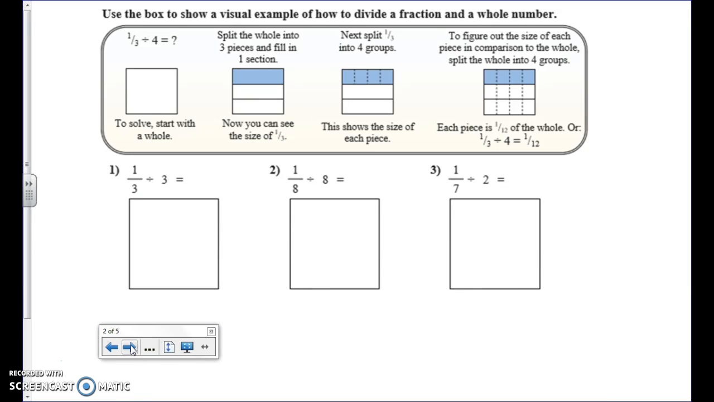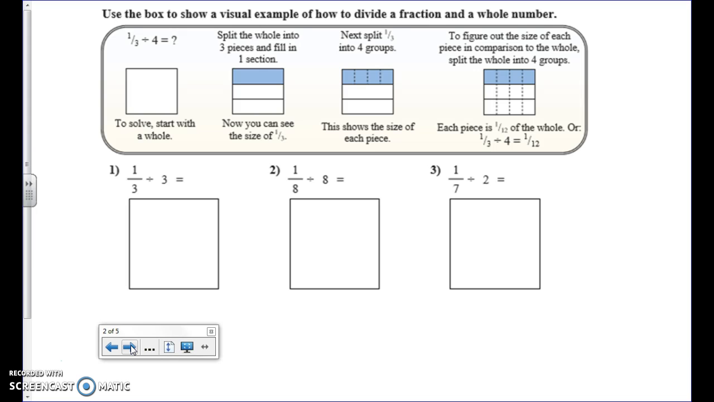Now, this is actually the top and the front page of your division packet. And the first thing we're going to do is use these nice squares here to visualize division. It gives you a nice example at the very beginning. It says 1/3 divided by 4. So we want 1/3 into 4 pieces. So we're going to start with a whole, and we're going to divide it into 3 pieces.